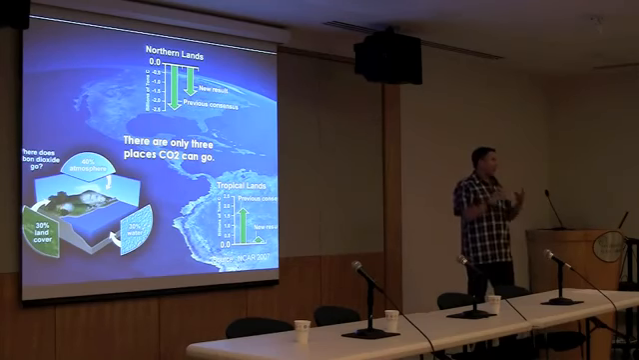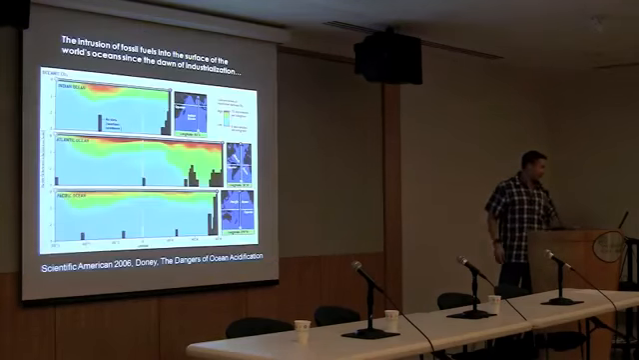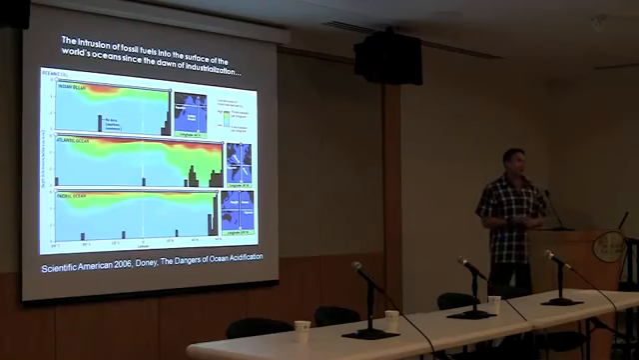The CO2 that we put up in the atmosphere can only go 3 places. It can stay up there, or it can go into land carbon sinks, trees, or it can go into the surface of the ocean and into the deep ocean. And when it penetrates the surface, it creates ocean acidification.